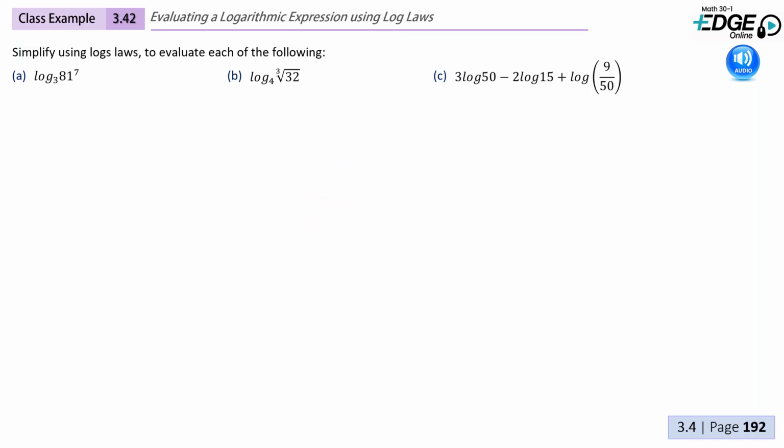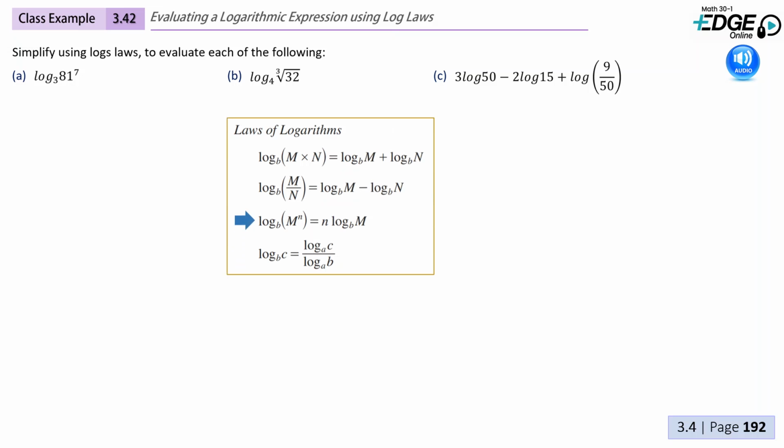Class example 3.42. Simplify using log laws to evaluate each of the following. So on your formula sheet, this would be the log law that we'd be interested in. So what we can do is just move this exponent down to the front of the logarithm. I quite often draw an arrow. And then we'll evaluate the logarithm.